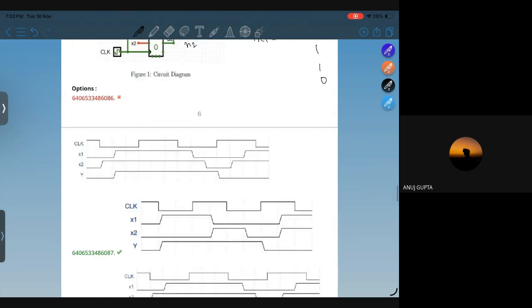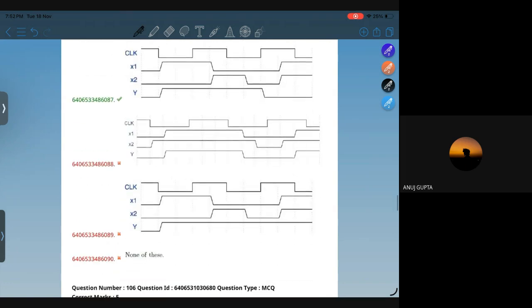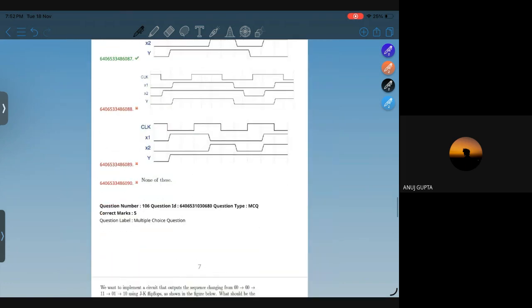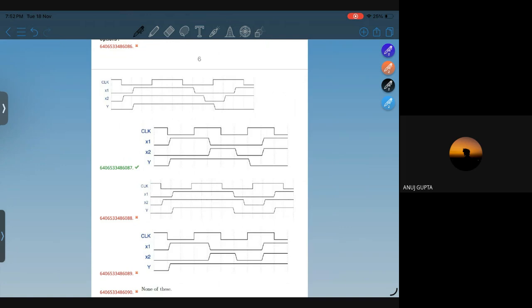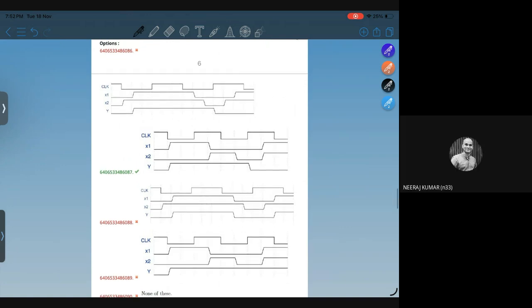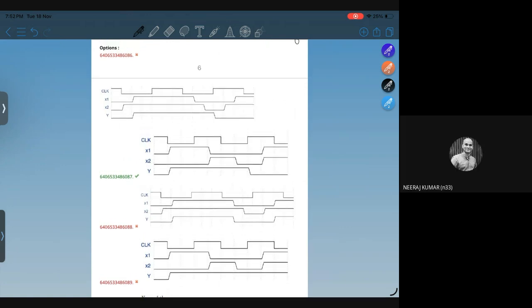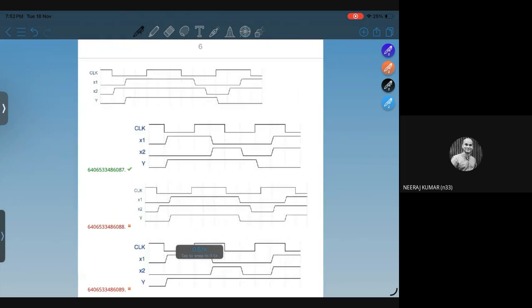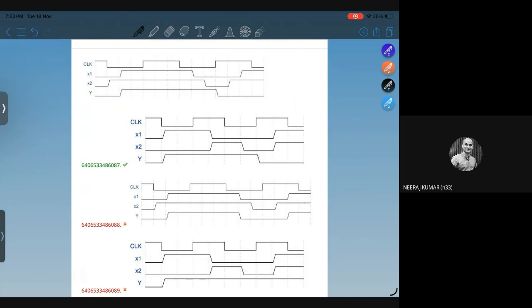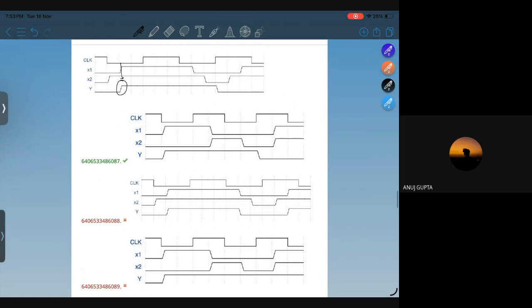You are explaining some way to solve this. Yeah, so this is positive edge triggered, so you just have to check at the rising edge. Initially, for the first option, if you see that Y is changing before the rising edge, so the first is directly eliminated. Similar for the third option, the third option is also eliminated. For the fourth option we have to check.